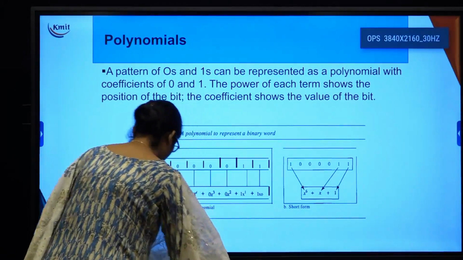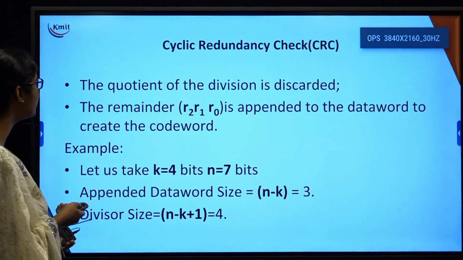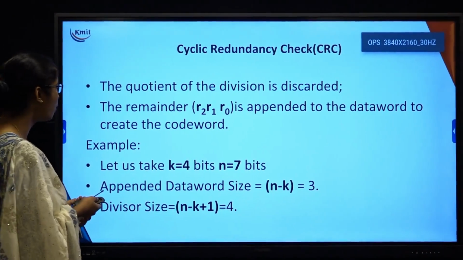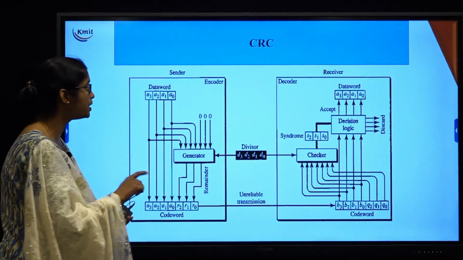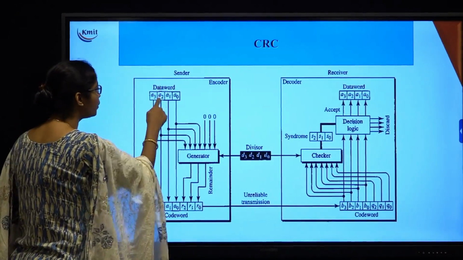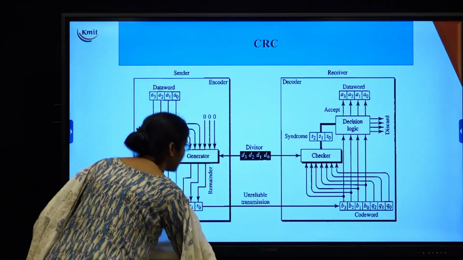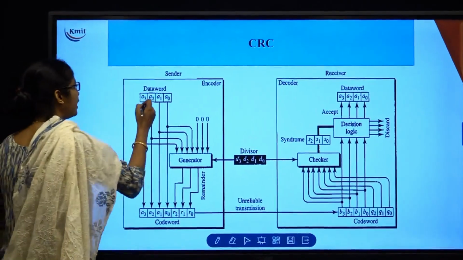Now our divisor is ready, our dividend is ready. Now let us do the division. So how do we do the division? Let us see this process first. Let us see the flow of CRC. This is the data word that I would like to send.